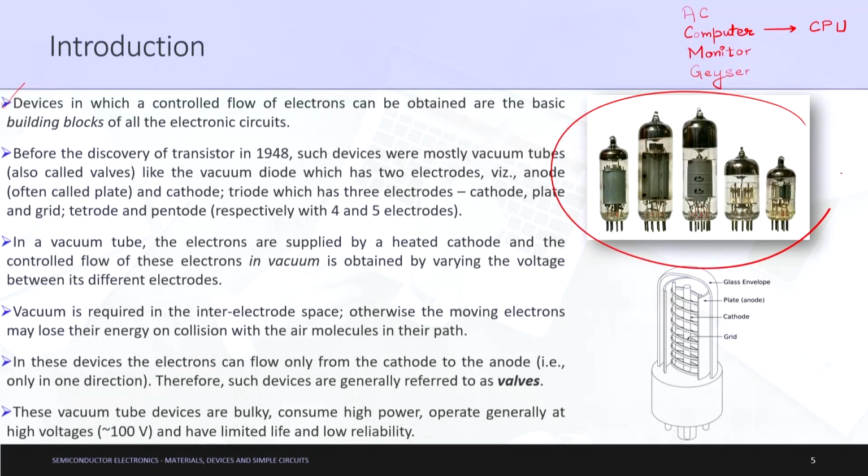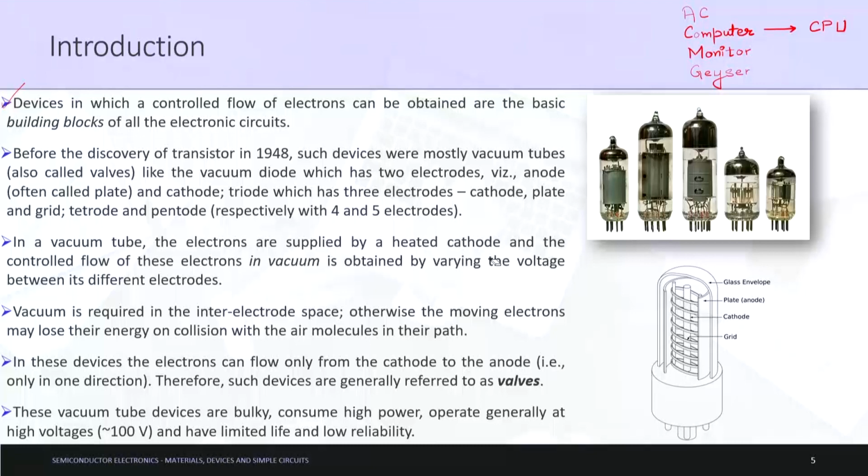On your right hand side you can see a pictorial diagram of a vacuum tube. The size of these vacuum tubes is also very large. Let us say this is the size of the vacuum tube and this is the size of the chip which is made. Nowadays, with the increase in technology, the sizes of chips are approximately in mm, or even less than mm. Before the discovery of the transistor in 1948, such devices were mostly vacuum tubes, also called valves. So, these are nothing but your vacuum tubes or valves.